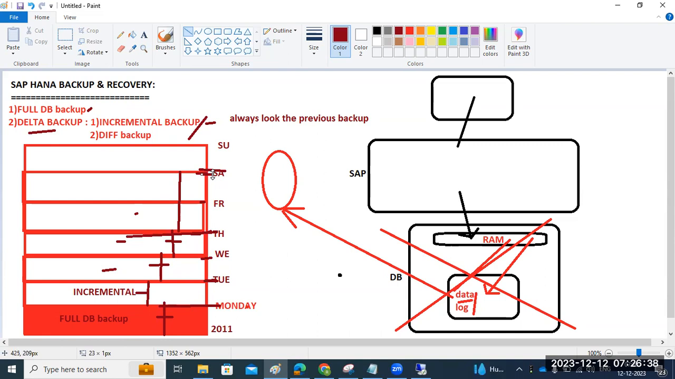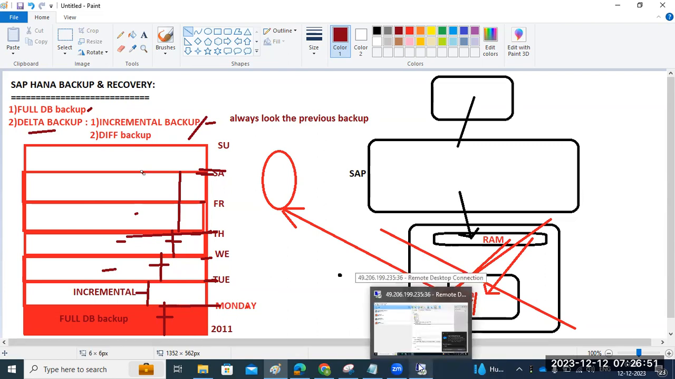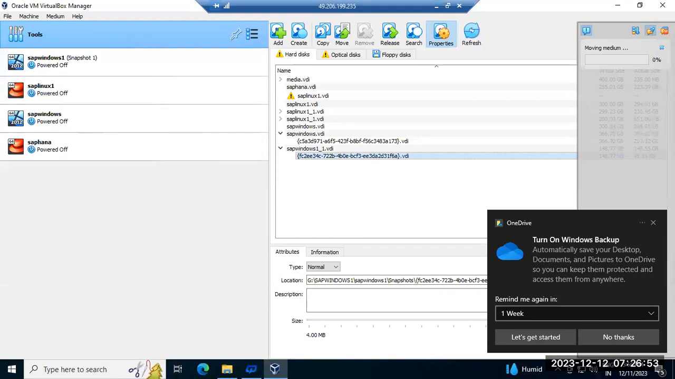Suppose if you restore the full database backup, if you take the full DB backup here, all the data will come. So one full backup is enough to restore all the days of data. One backup is enough, but the size is very large here.